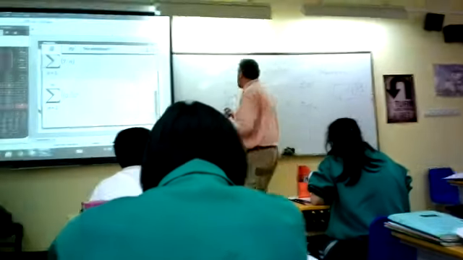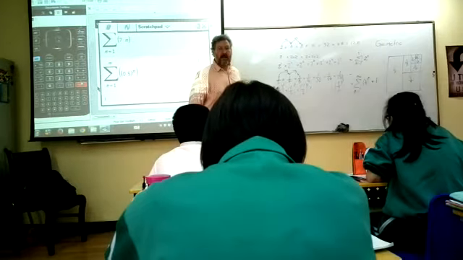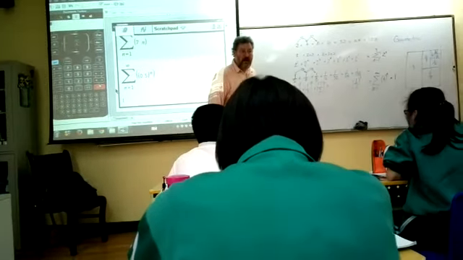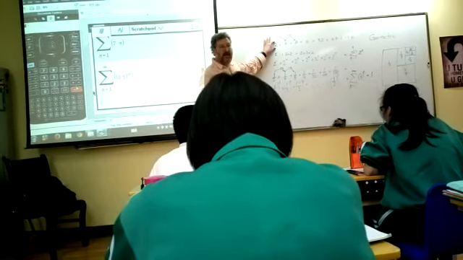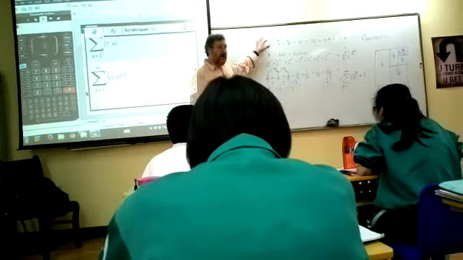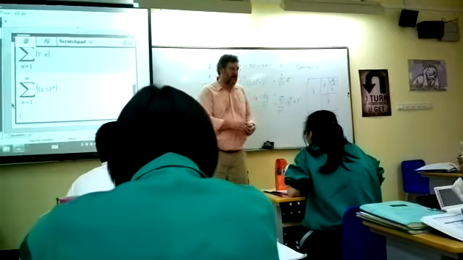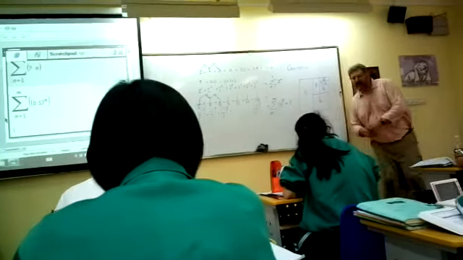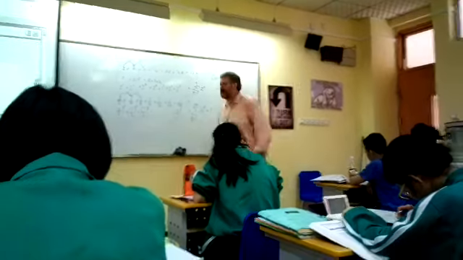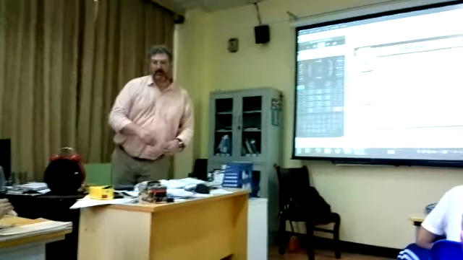So if this base number here is less than 1, it will converge, won't it? It will get smaller and smaller. If our base number here is bigger than 1, it won't converge. It will just keep on getting bigger and bigger, won't it? That makes sense? Okay, that's good.